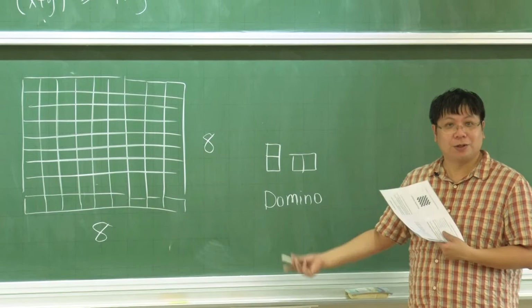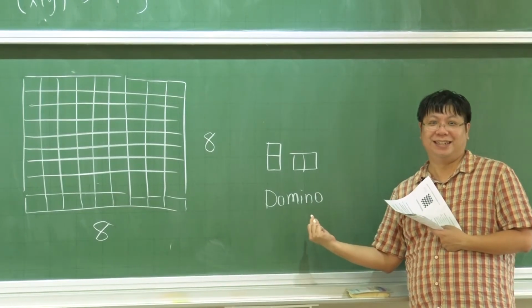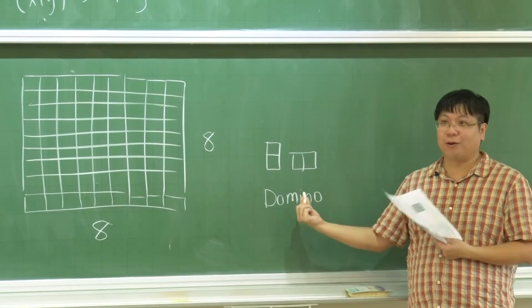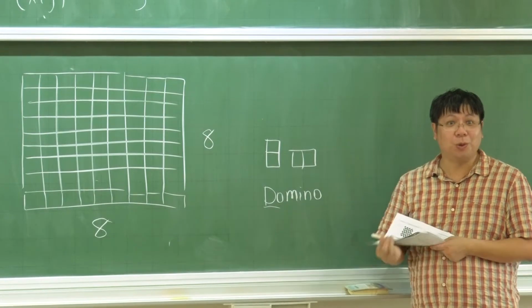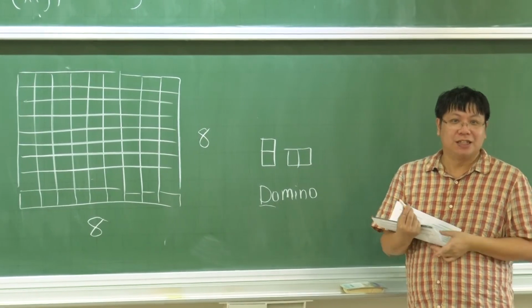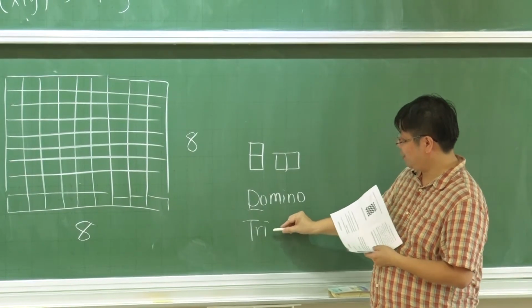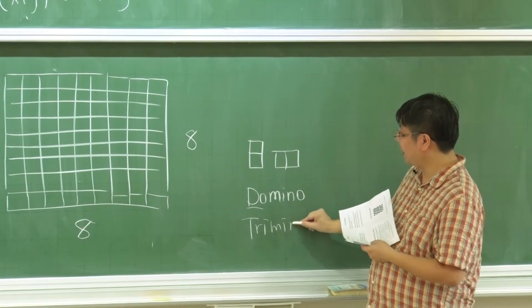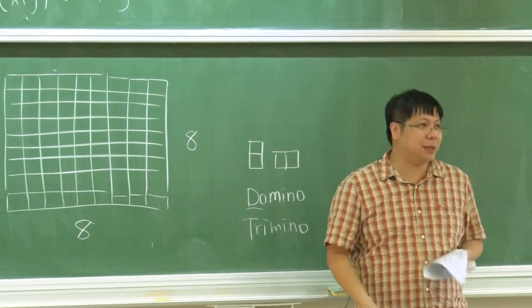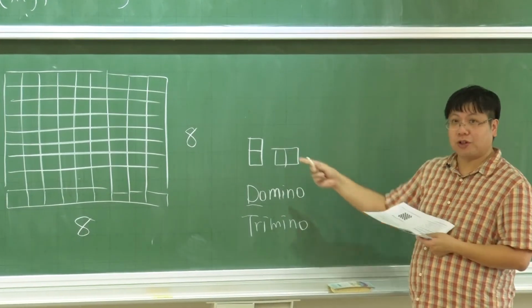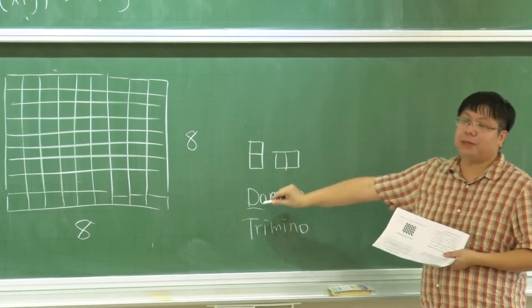Okay, so why is it called domino? Mino, I don't know. Do means 2. So you have trinomials, I think. These are pieces where each has 3 little squares joining together. And now we have domino.